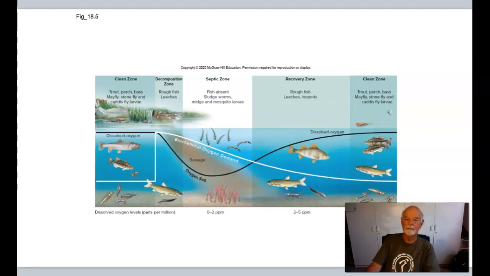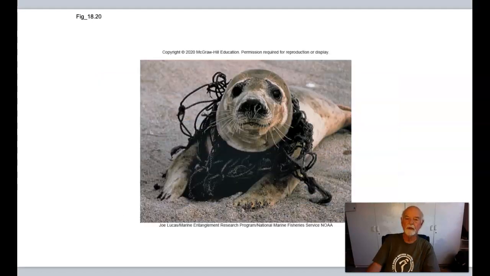One of the other problems that we have, of course, with water pollution is what ultimately gets washed into the water. Here you see a harbor seal that's become entangled in the remnants of a fishing net, and if some good-hearted soul doesn't help this little harbor seal, they'll be destined to die.